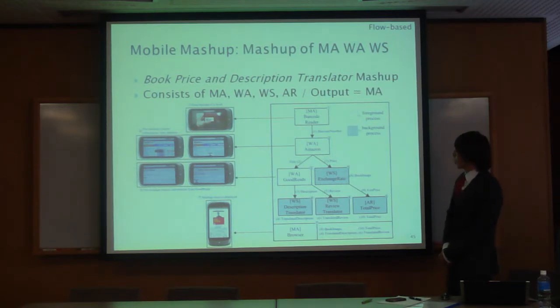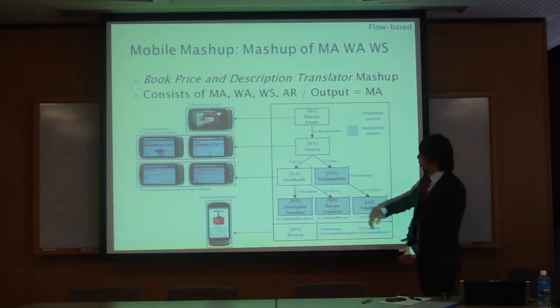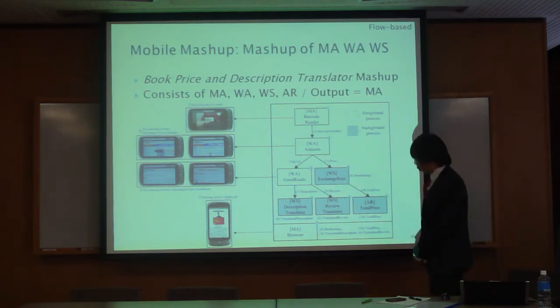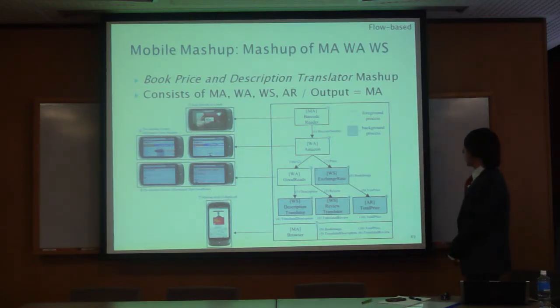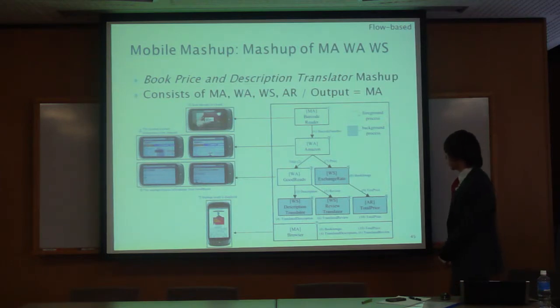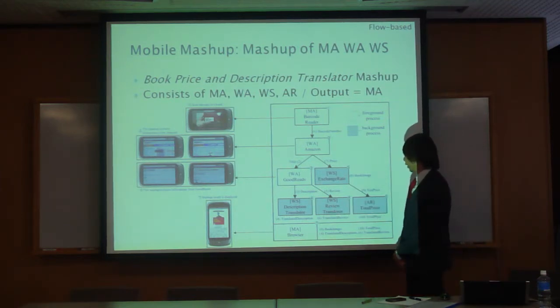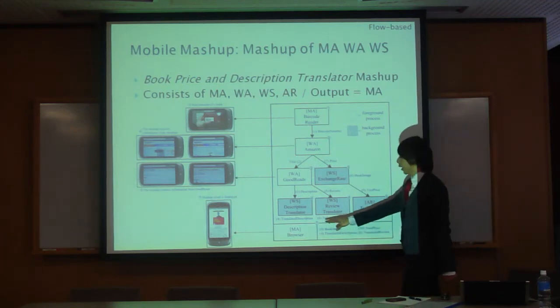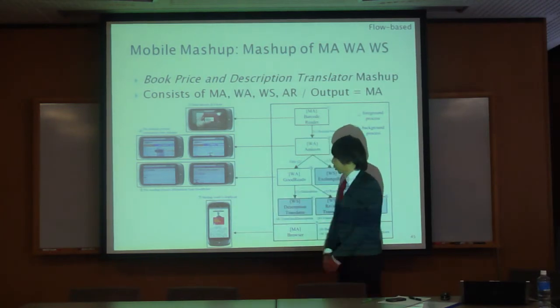And we use a web service called exchange rate to translate a price from Amazon from US dollars into yen. And also we use the Google Translation web service to translate the description of the book and the review of the books. And also we add some shipping costs to the price before we summarize the mashup display in the final process.